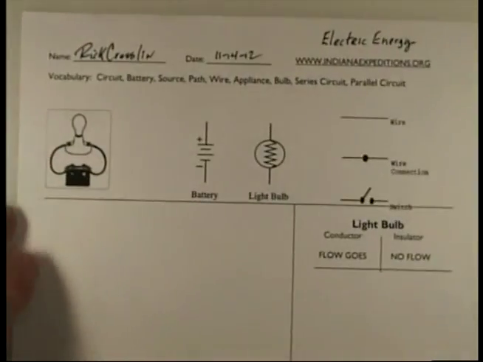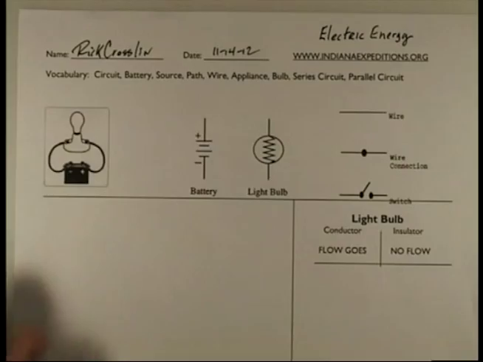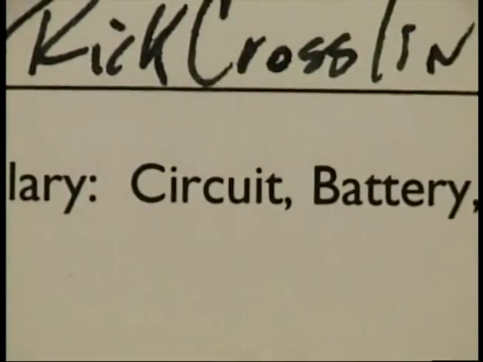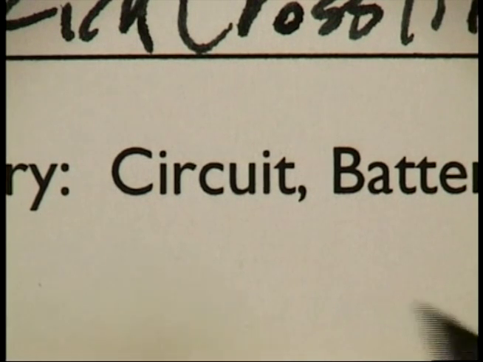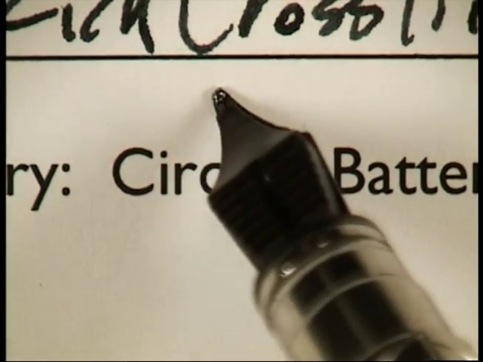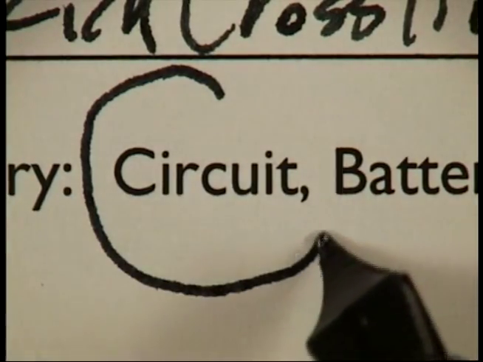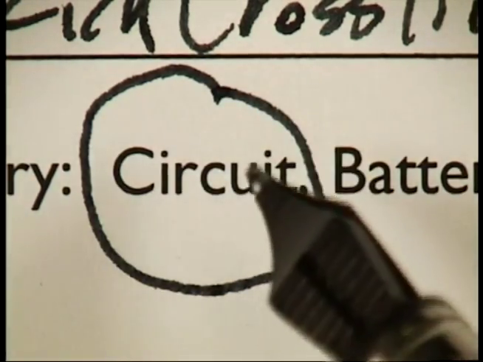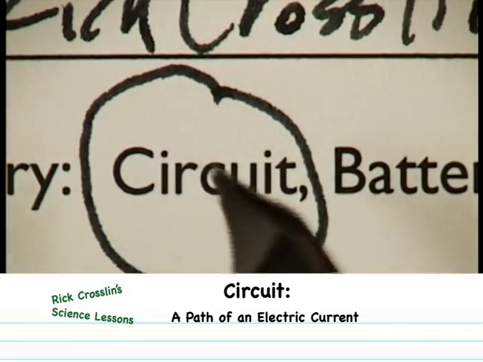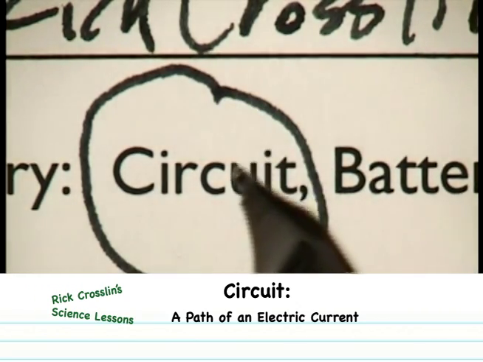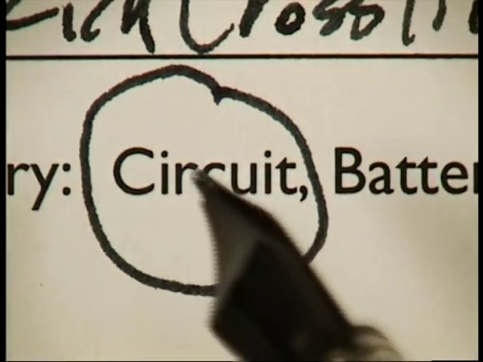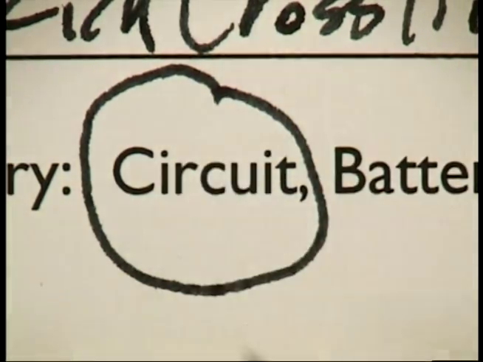Okay, we have our worksheet, and you notice there are some symbols on it and some vocabulary words. I always like to start with the vocabulary words. This is my word of the day, the word we're going to focus on, and the word is circuit. Circuit sounds like circle, so I'm going to draw a circle around mine, because when electricity travels in a circuit, it has a start, goes all the way through, and comes back. It has a way in and a way out.